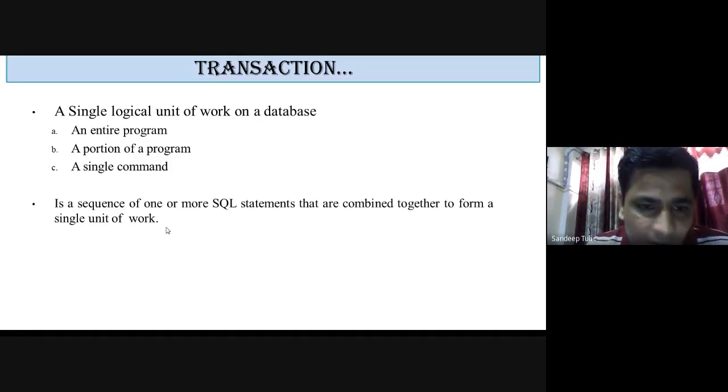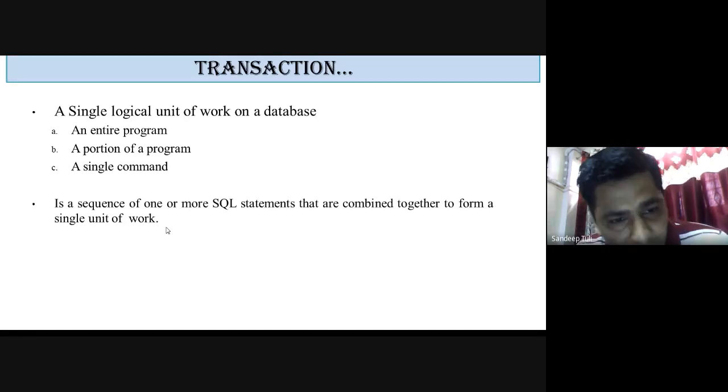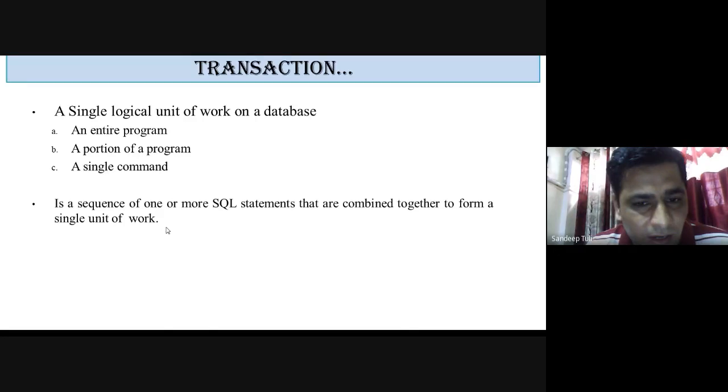So whenever you are trying to update your database, whenever you are trying to insert some new values into the databases, whenever you are trying to delete or drop something from the databases, some objects from the databases, all these things can be considered as transactions. Is it clear to all?